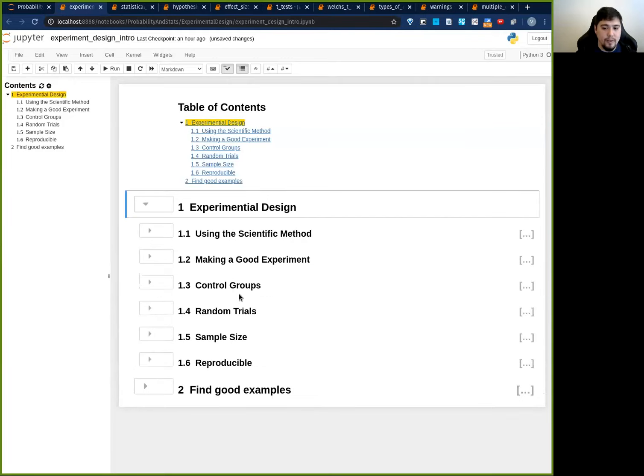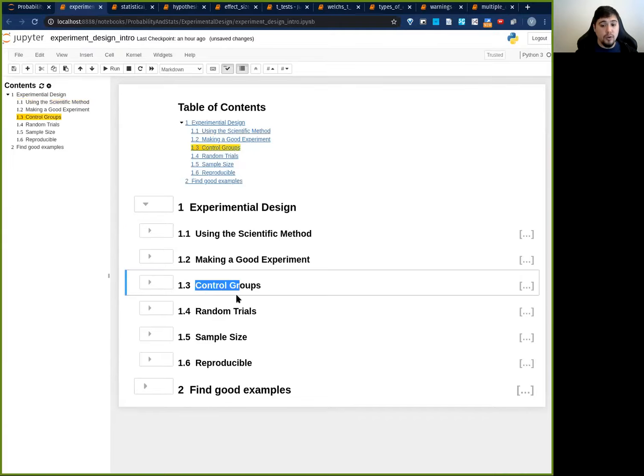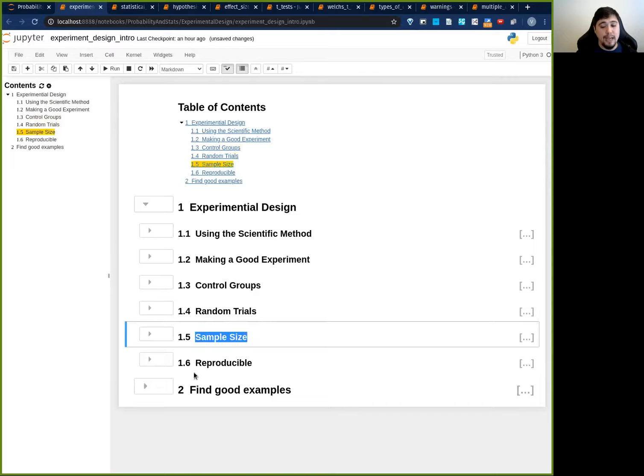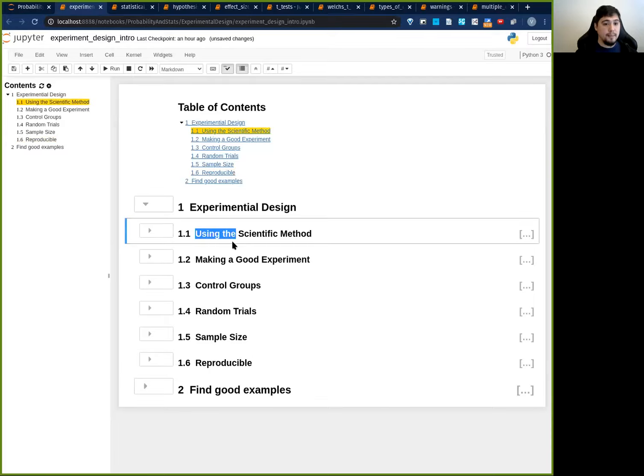So I just wanted to quickly review good experimental design: using a scientific method, making good experiments, control groups, random trials, sample size, reproducible. So the idea here is I'm not going to go through all the details. There's some details in the curriculum, but the main thing is that you know your data is coming from the scientific method, you actually are designing a good experiment that actually tests what you care about. That's kind of a subtle point, but it's kind of important.